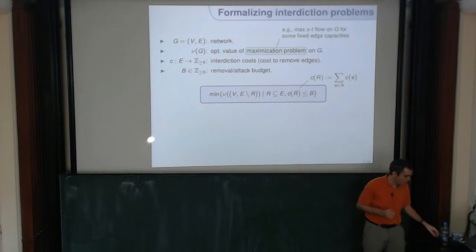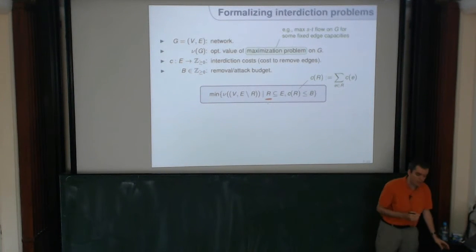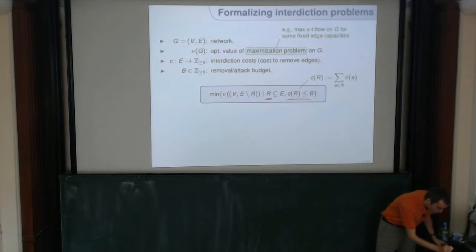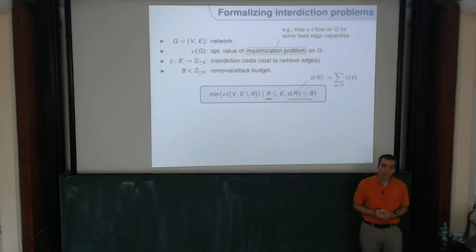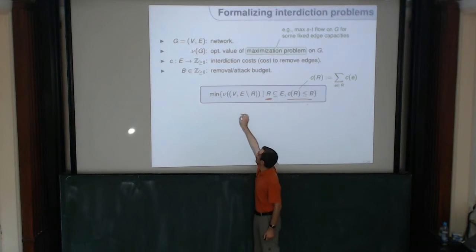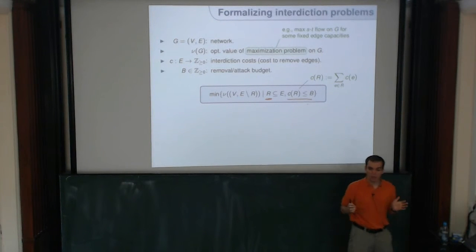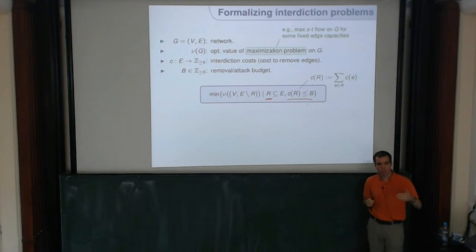You want to find a subset of the edges. We call this R, like removal set. It should be a set whose cost is within the budget, so C of R is at most the budget B. And you want that, if you look at the nominal optimization problem on the graph you obtain by removing this set of edges, this to be as bad as possible. So in the case of a maximization problem, you want to minimize that. On this example of maximum s-t flows, you want to minimize the value of a maximum s-t flow.